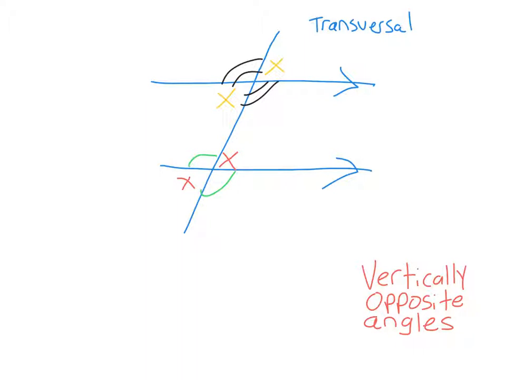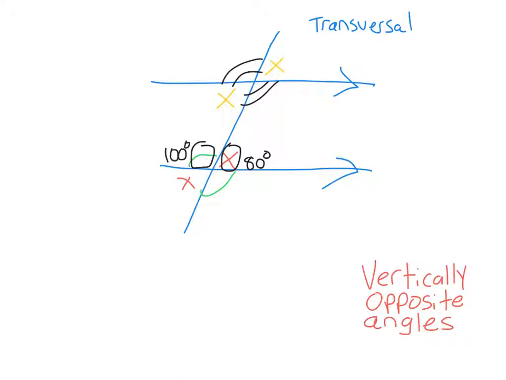So what's so important about vertically opposite angles? Well, let's look at this angle and this angle. So they are supplementary because they both make this straight line here. Angles in a straight line are 180 degrees. So that means that if, say, this angle was 100 degrees, then this angle next to it would be 80 degrees. But hang on a minute.